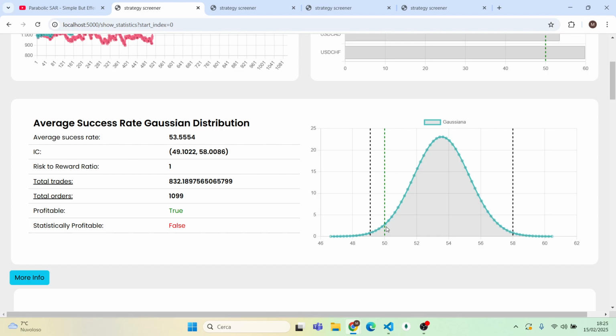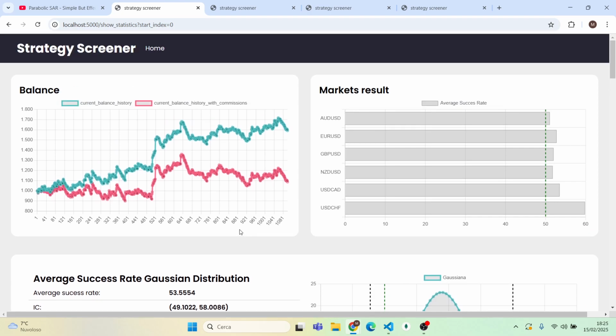It's not statistically profitable. As we can see, our lower confidence interval doesn't go past 50, and as you can see, the software also tells me that. Then we can also see a big spike on the balance chart.